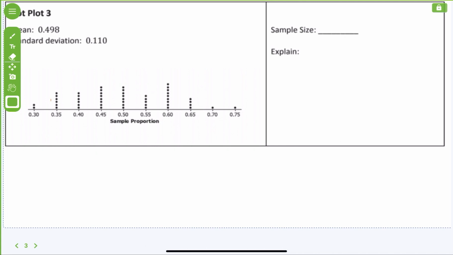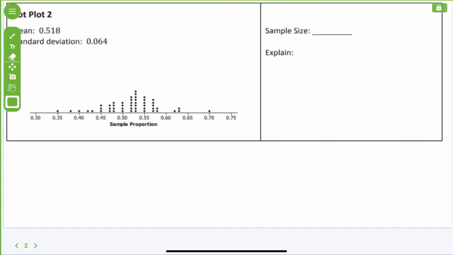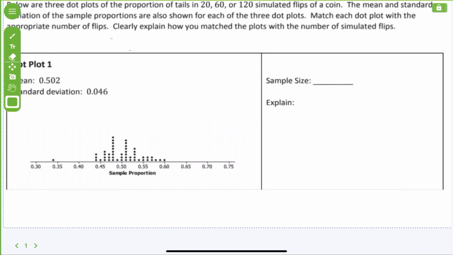And we know that as the sample size increases, what happens to variability? It decreases. Good. So all we have to do is find the one that has the most variability, and that would give us the lowest number of coin flips, right? Because that's the least number of coin flips, so the variation is going to increase. Or you can look for the least amount of variation, and that would be the greatest number of coin flips.